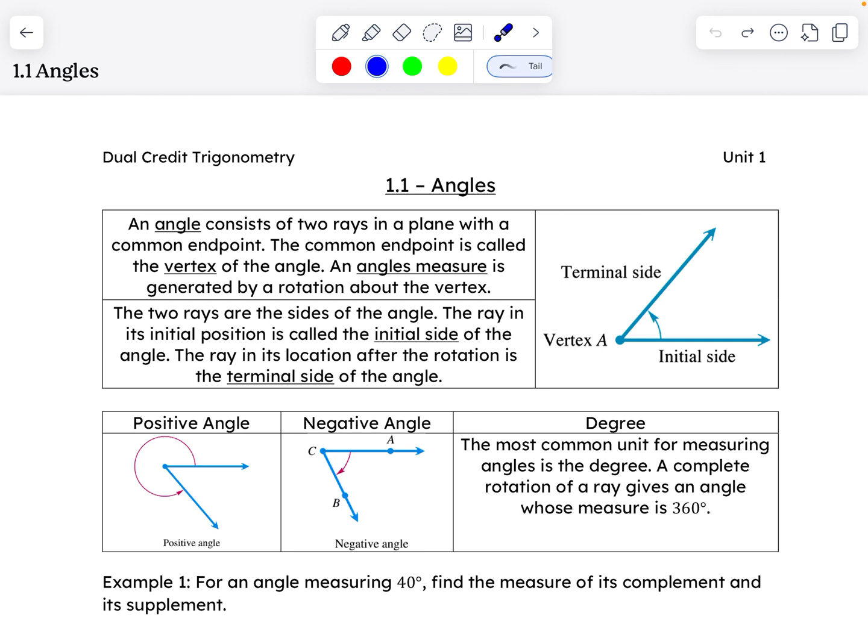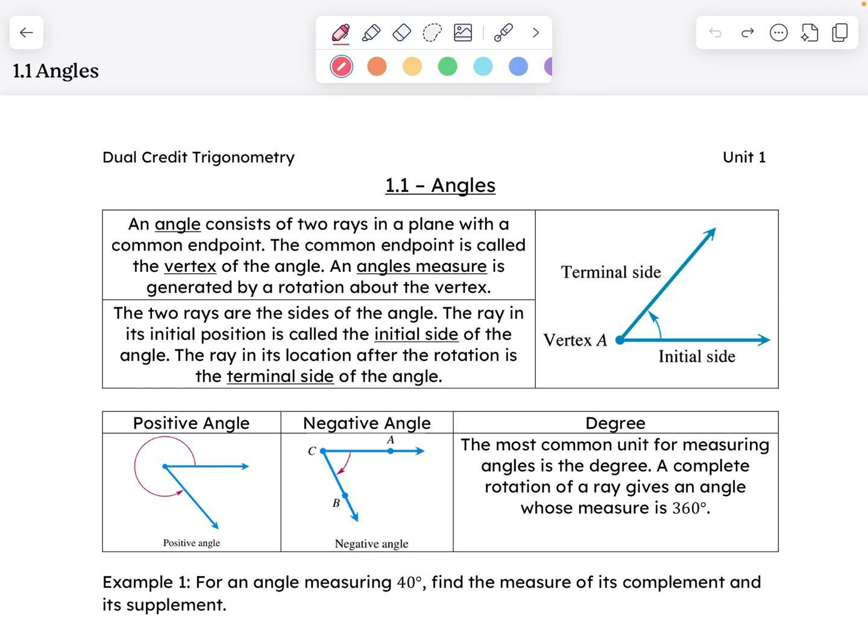The most common unit for measuring angles is degrees. We won't use degrees for the entire semester. We will use it for some of the semester. We'll switch between degrees and radians. Right now we're going to be using degrees though. And if we start at the x-axis with our initial side and we go all the way around to come back to our initial side, that would give us a 360-degree circle. So a complete rotation of a ray gives an angle whose measure is 360 degrees.